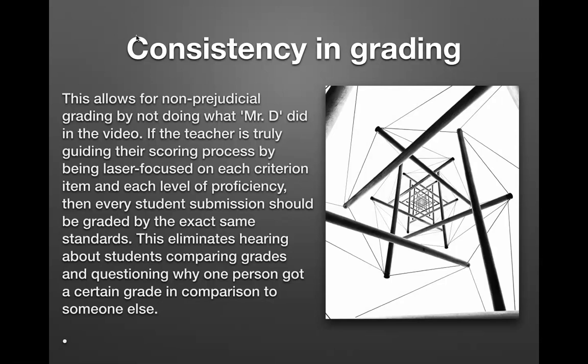And so if the teacher is truly guiding their scoring process by being laser focused on each criterion and each level of proficiency within that criterion, then every student submission should be graded by the exact same standards. This eliminates hearing about students comparing grades and questioning why one person got a certain grade and another person got a different grade when they see their submissions being exactly the same. You can go back to the rubric and explain exactly why one scored one grade and one scored another grade.